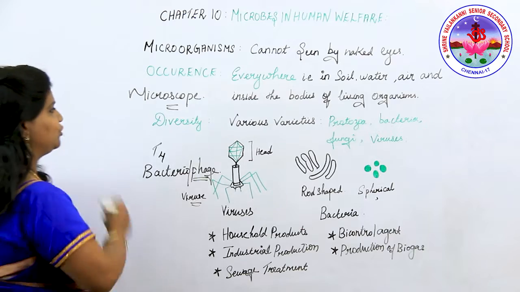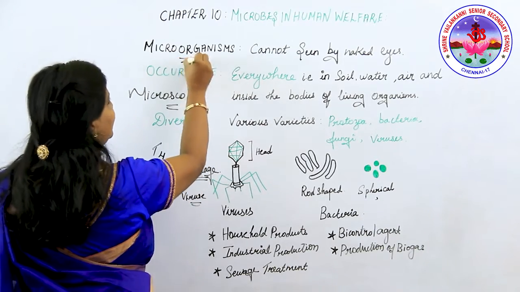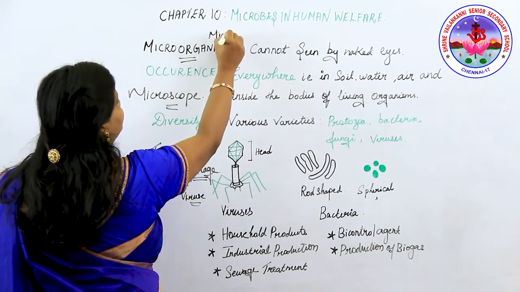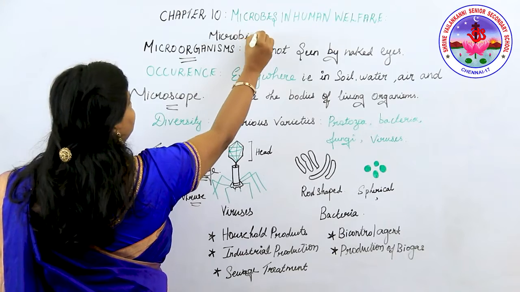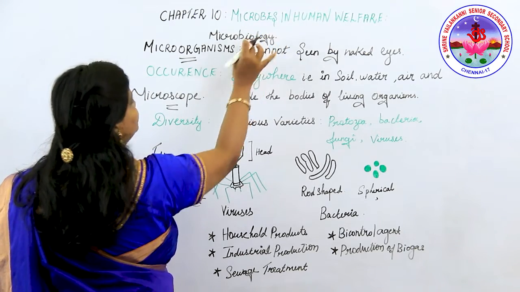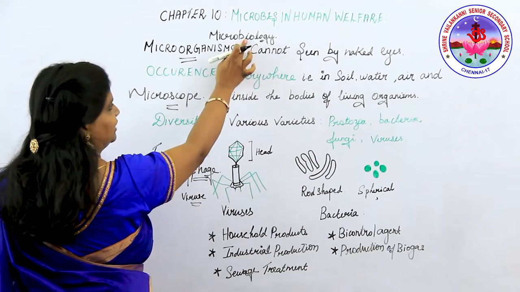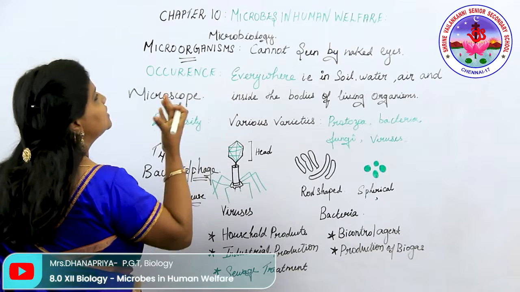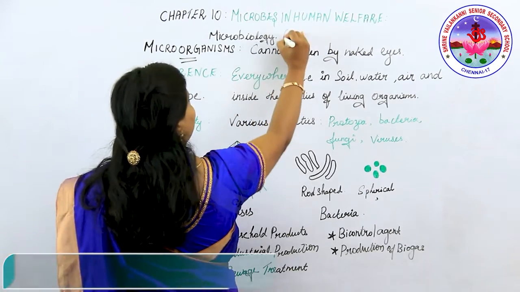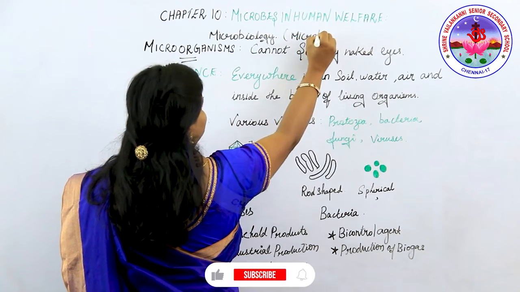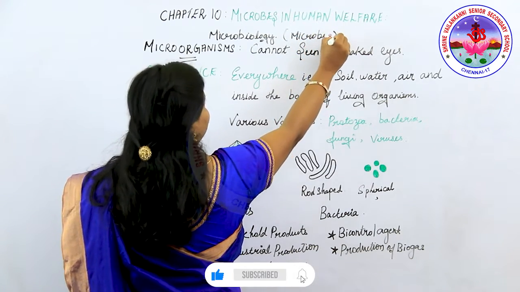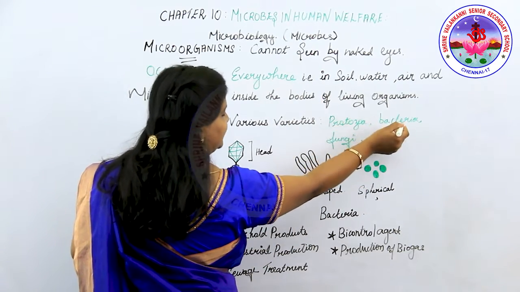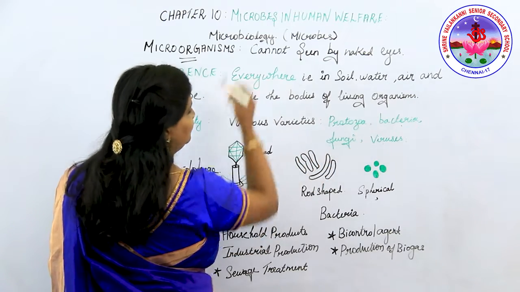One more thing I want to teach you regarding microorganisms. The study of microorganisms is called microbiology. You know the meaning of biology, right? Bio means life, logy means study. So the study of life is called biology. Microbiology is the study of microbes. Microbes are nothing but these microorganisms. What are they? Protozoa, bacteria, fungi, viruses. All will be included.